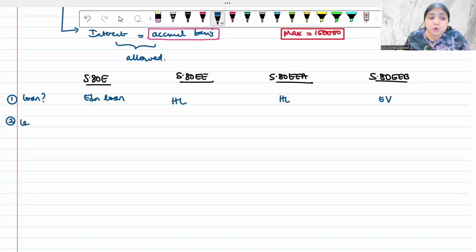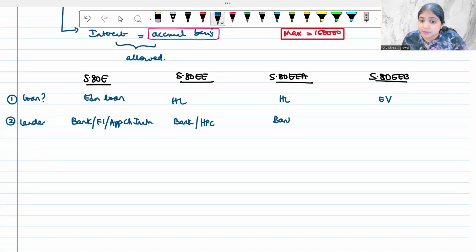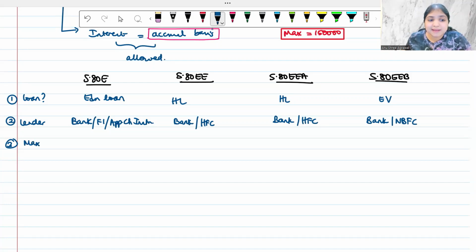Then condition number 2, who is the lender? In 80E, the lender can be a bank, or the lender can be a financial institution, or the lender can also be an approved charitable institution. 80EE, the lender has to be a bank, or the lender has to be a housing finance company. Even 80EEA, the lender has to be a bank or a housing finance company. 80EEB, however, the lender has to be a bank or NBFC. NBFC, like non-banking finance companies, like your Muthoot Finance. Basically, they are not banks, but they give loans. You have Bajaj Finance, Muthoot Finance, non-banking finance companies. Then condition number 3, what is the maximum limit?